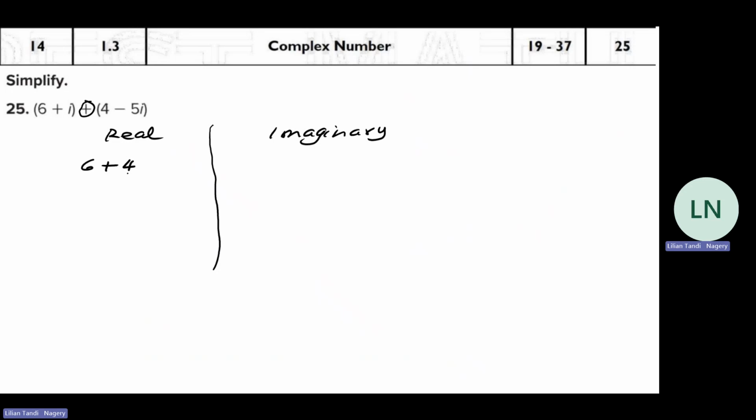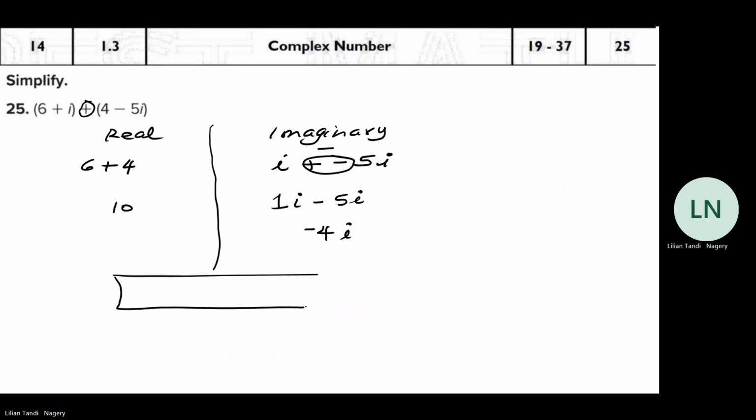6 plus 4. That gave you 10. Who are the imaginary numbers? 1i plus negative 5i. And what is 1i minus 5i? It gives you negative 4i.